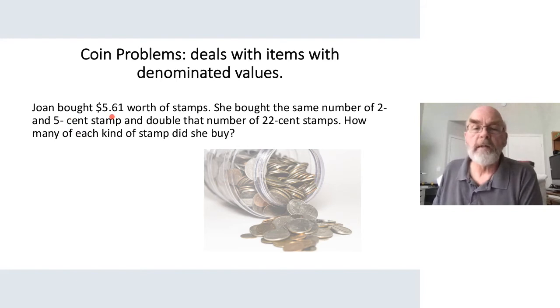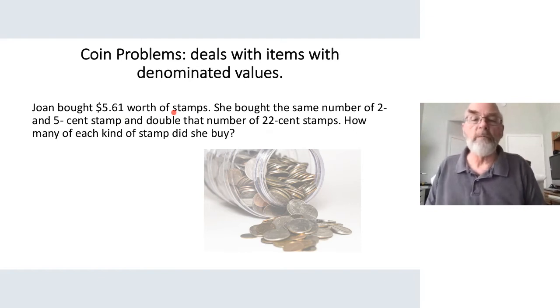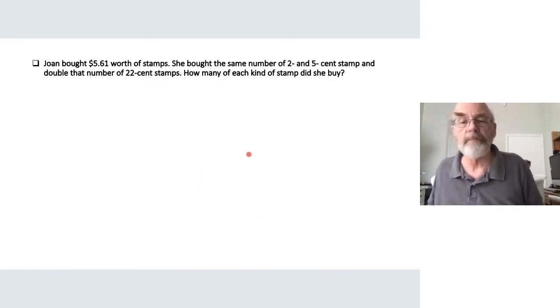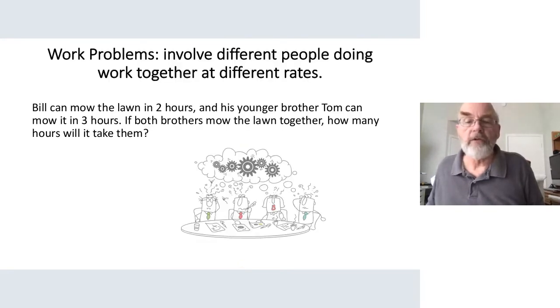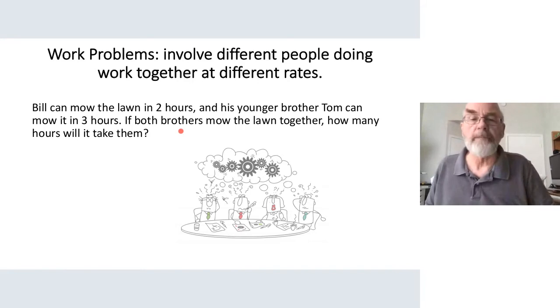So Joan bought $5.61 worth of stamps. She bought the same number of 2 and 5 cent stamps, doubled that number of 22-cent stamps, and then the question might be, how many of each kind of stamp did she buy? That's an example of a denomination and value problem, okay? And we might choose that one to do, or we might choose the third one. We're only going to pick one of these three.